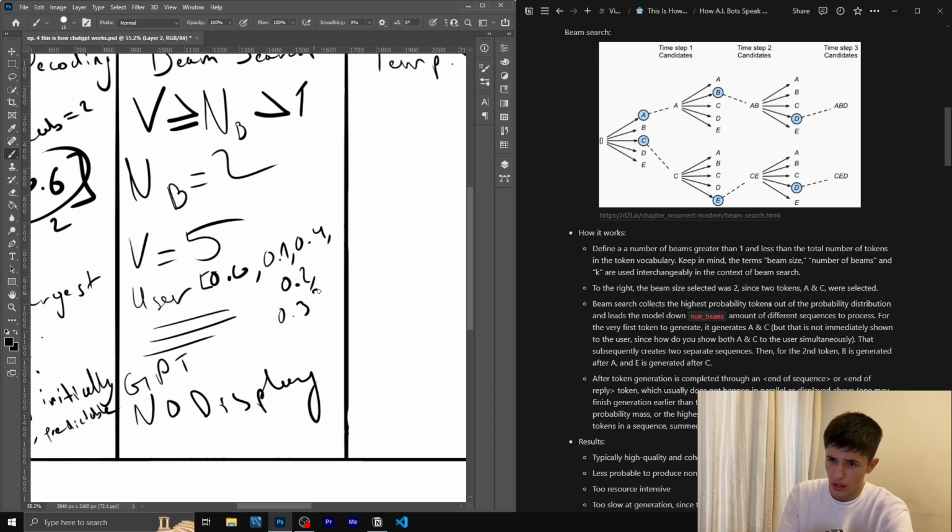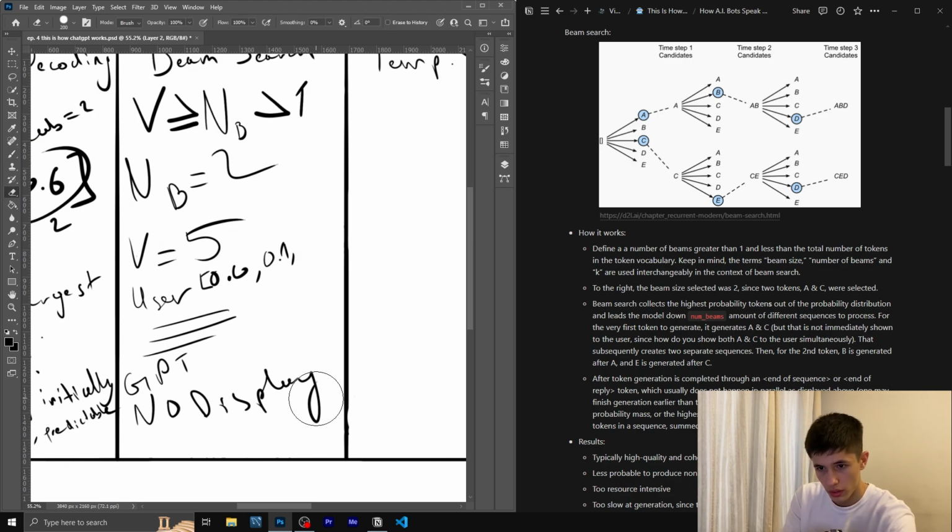And you have this, right? So what is going to be selected? The 2 highest probability tokens, this one and that one, which are A and C. So we go and select A and C. Let me just erase all of this quickly.